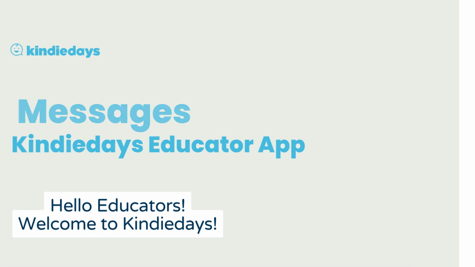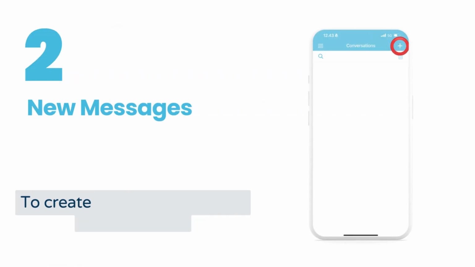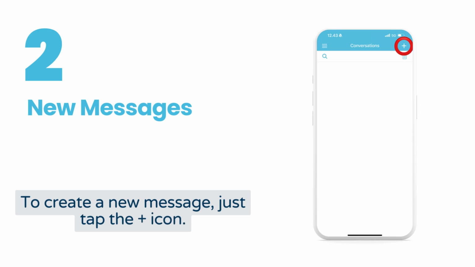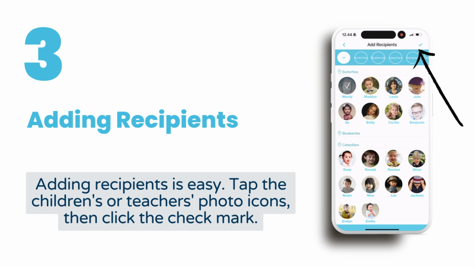Welcome to Kindiedays. To get to messages, tap the menu icon in the top left corner. To create a new message, just tap the plus icon. Adding recipients is easy. Tap the children's or teacher's photo icons, then click the check mark.